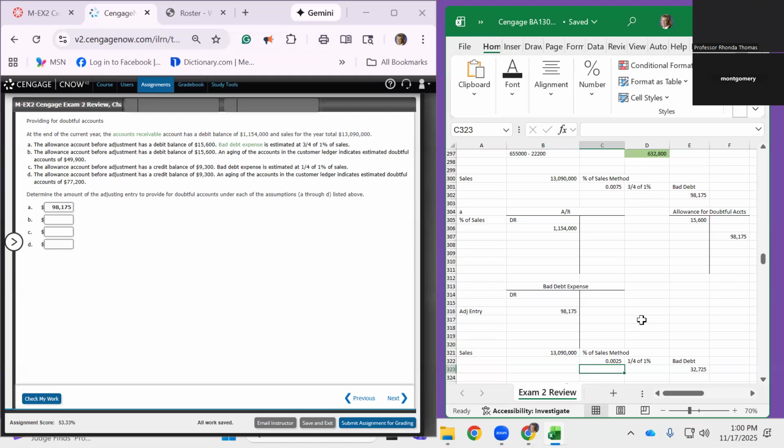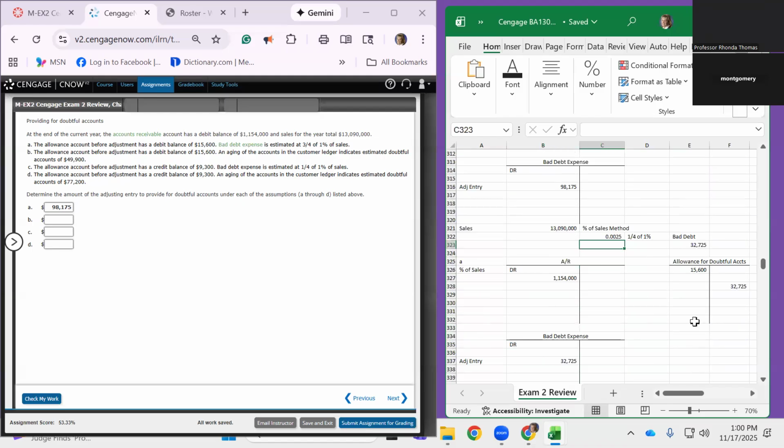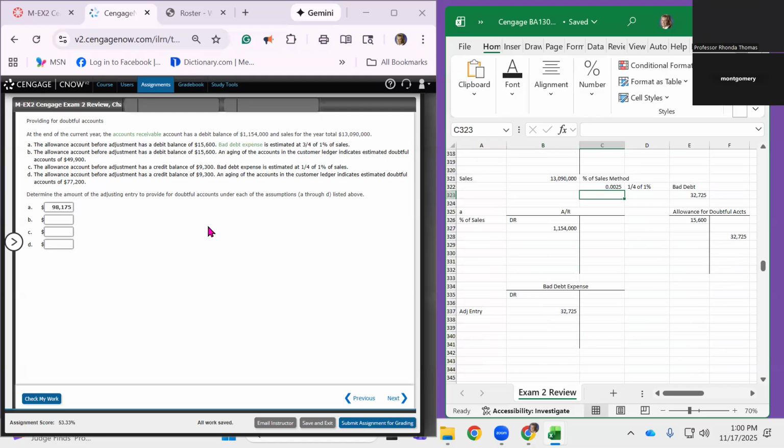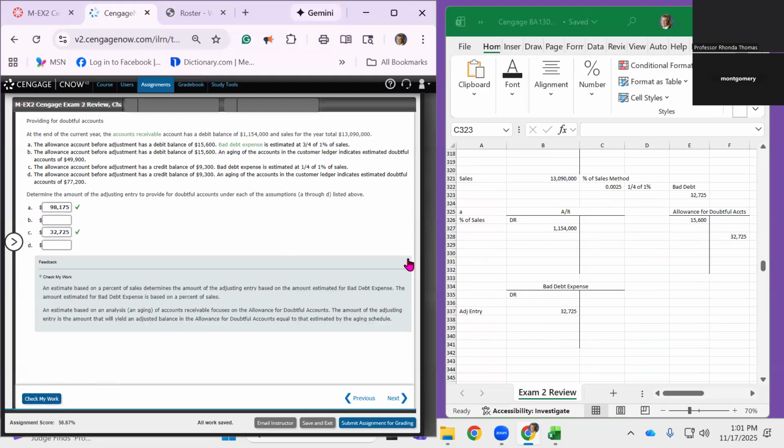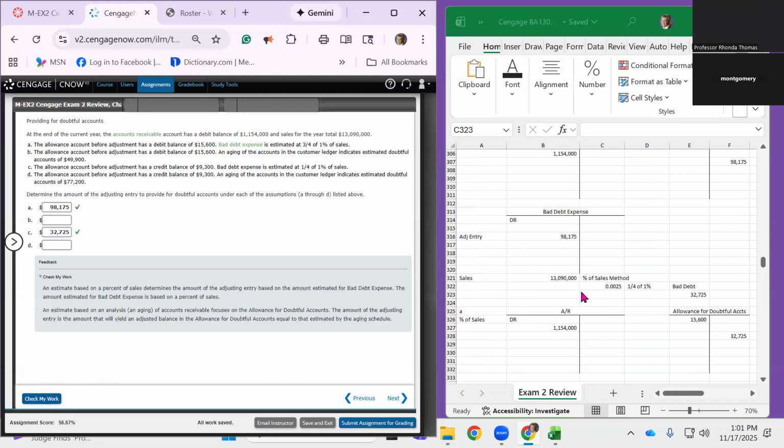I got 32,725. So that's the adjusting entry. 32,725 is 0.75% of sales. So we just found it, so let's see if we're right. Yes. So now we're going to do the other one.